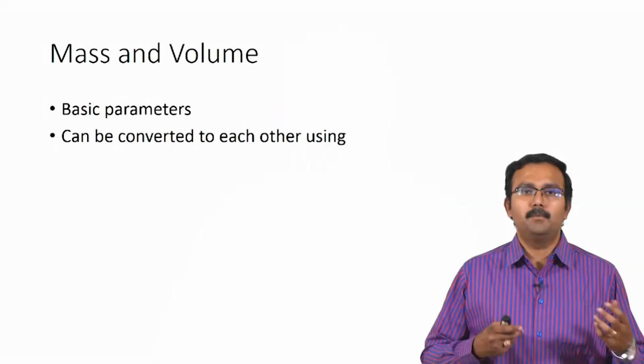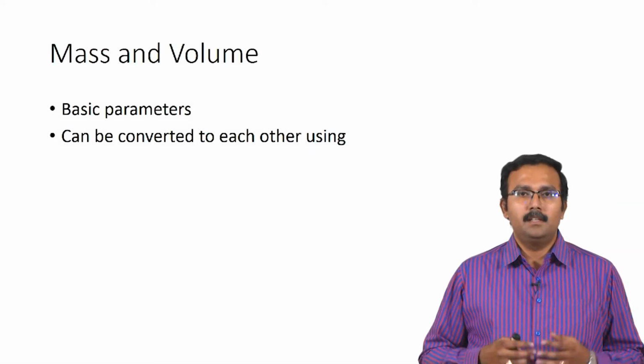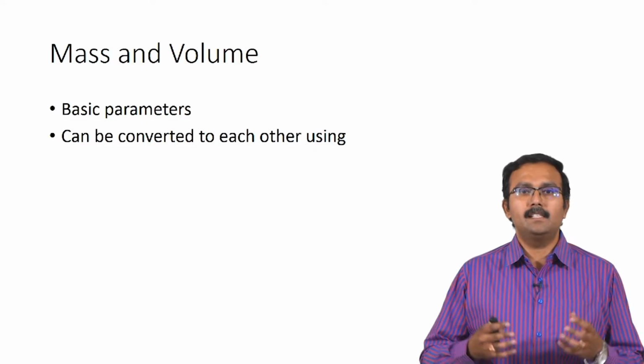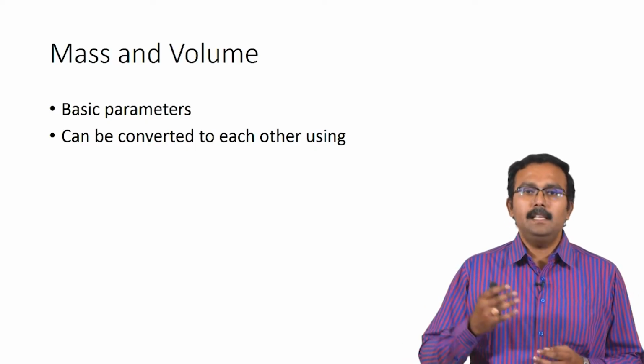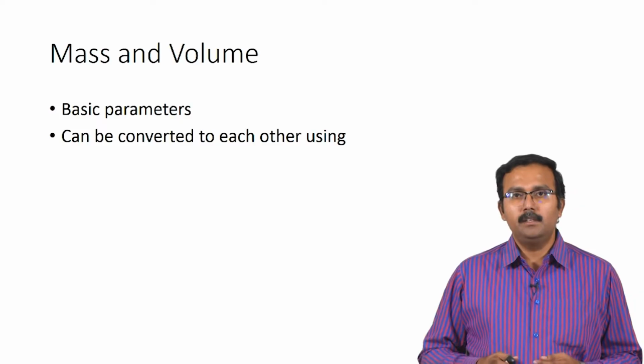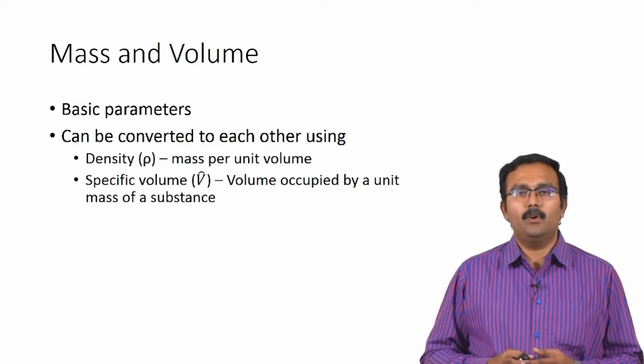Today we will talk about process parameters and variables. There are many parameters and variables which are used to define any process. So, the first and the most common ones are mass and volume. This basically defines what a system could be. These can be converted from one to another using density and specific volume.